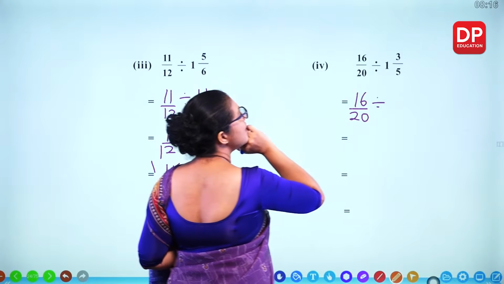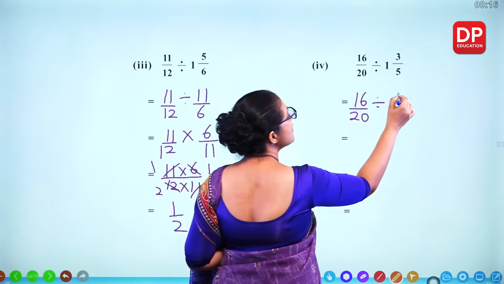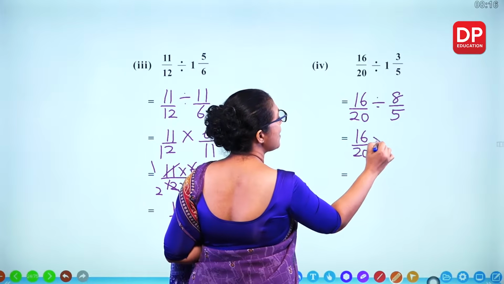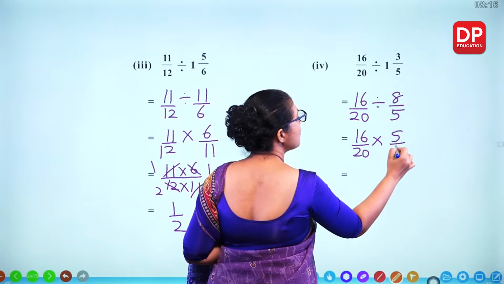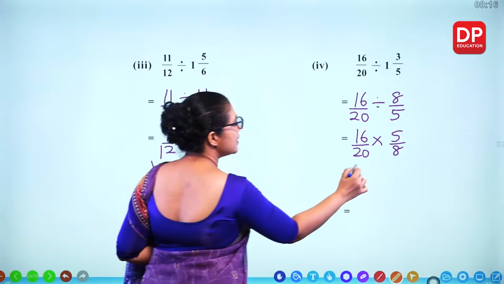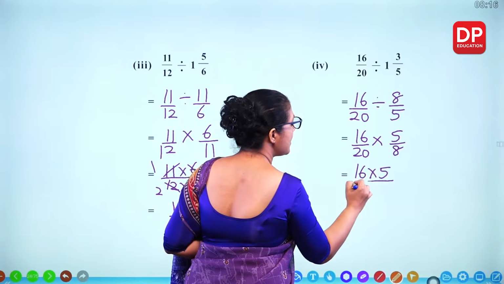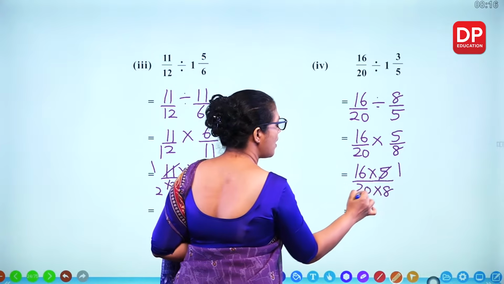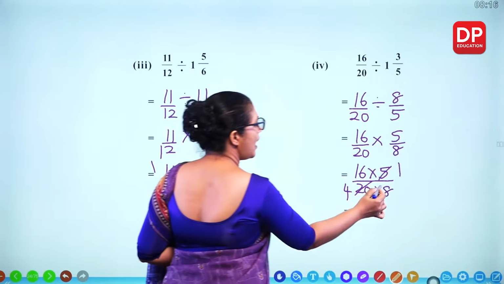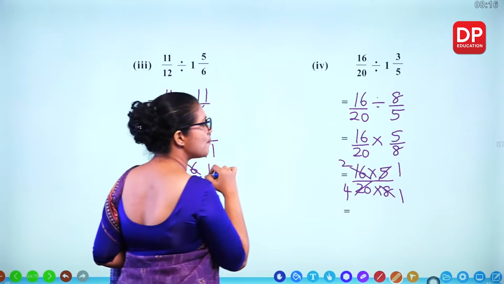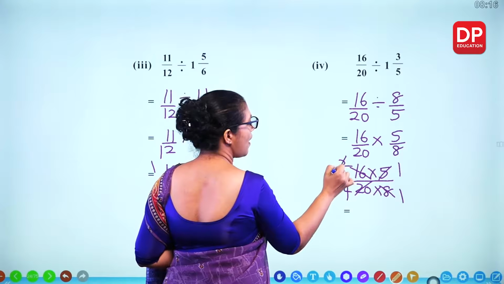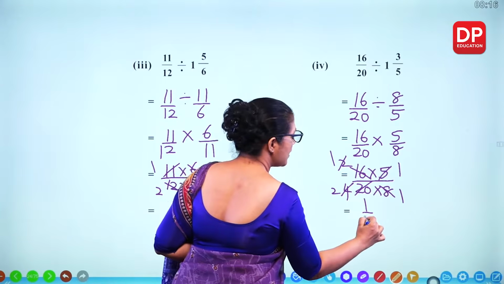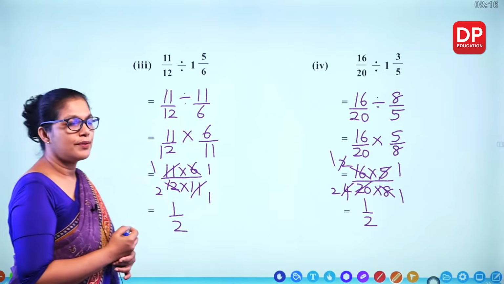Divide by 5 times 1, 5. 5 plus 3, 8 over 5. So 16 over 20 multiplied by the reciprocal, 5 over 8. Multiply the numerator separately, denominator separately. 5 times 1, 5 times 4. 8 times 1, 8 times 2. Again, you can simplify 2 times 1 and 2 times 2. So, final answer is half.